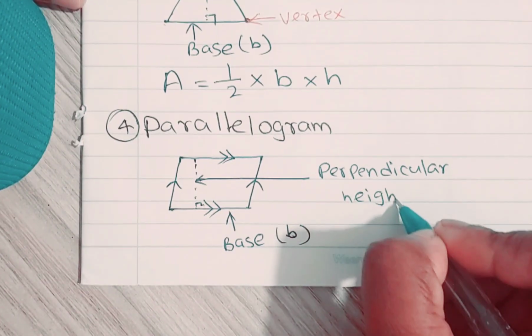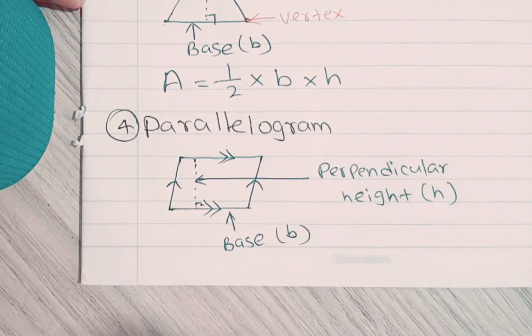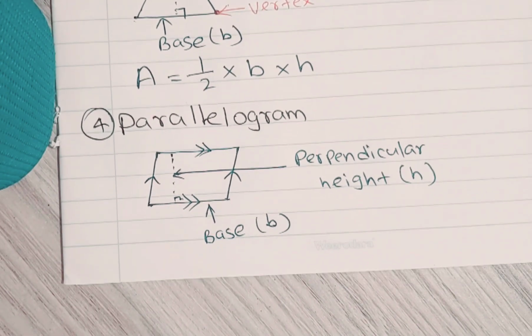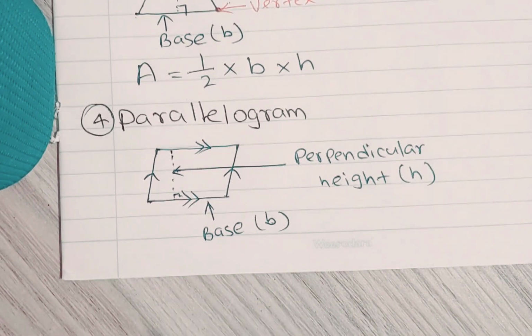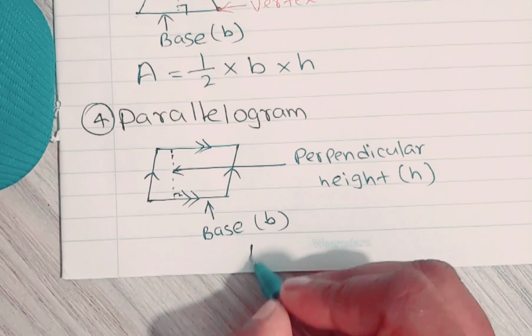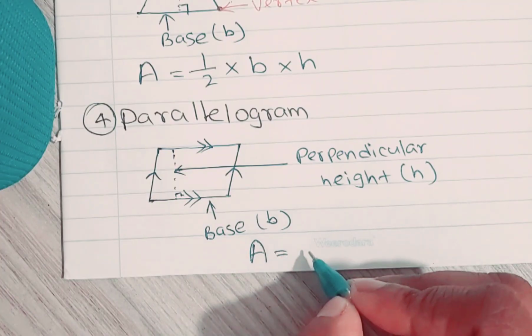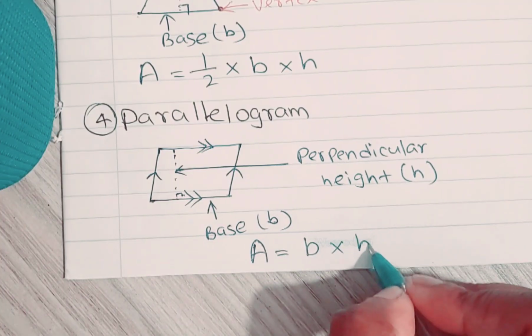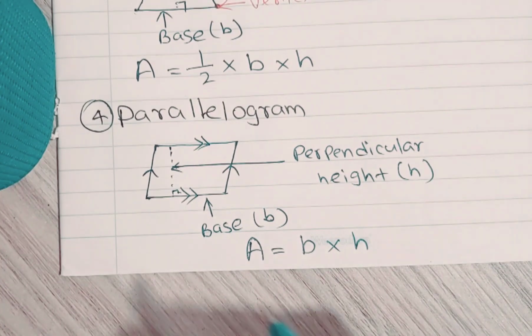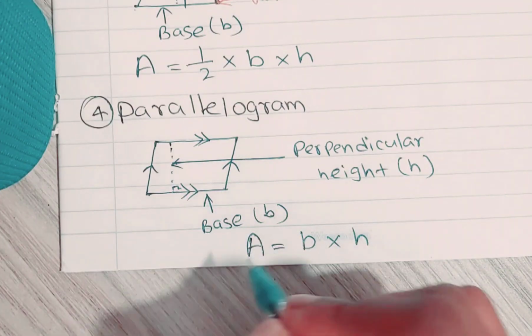That is simple H. Okay, so that is simple H. So you can find out the area of the parallelogram like this. Area equals base into perpendicular height. Okay, so that is the way you have to find out the area of the parallelogram. Keep it in mind.